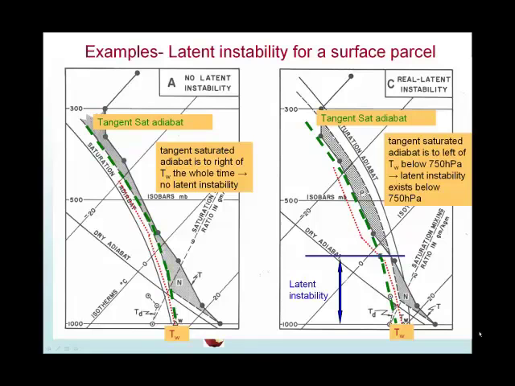Compare that to the figure on the right, where the tangent saturation adiabat again is marked in green, and we've got a wet bulb profile marked in red. The surface parcel possesses latent instability because as it lifts along a saturated adiabat, it eventually crosses the profile. In fact, we can see that below 750 hectopascals, the atmosphere contains latent instability because for all parcels of air below 750 hectopascals, the wet bulb temperature lies to the right of the tangent saturation adiabat.